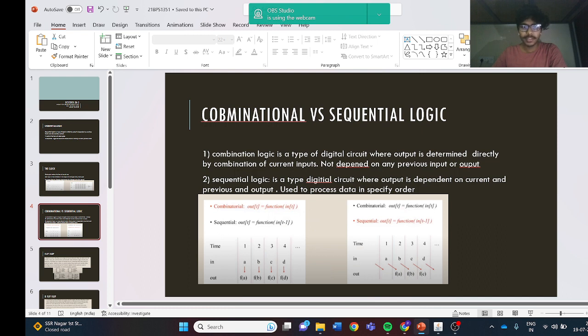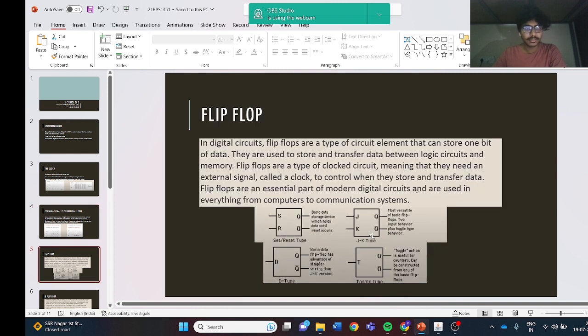So basically, the difference between them is that combinational logic doesn't depend on the previous inputs or outputs, whereas sequential logic depends on the previous inputs and outputs. These are two examples. In the first case, combinational, output of t is equal to a function of input of t, and in sequential, output of t is equal to a function of input of t minus 1. And it follows the same in the second one also. These two are the examples.